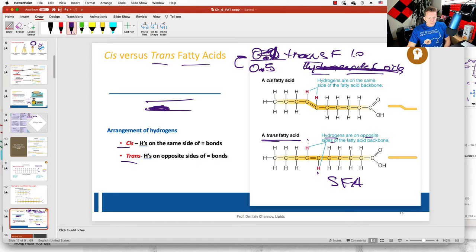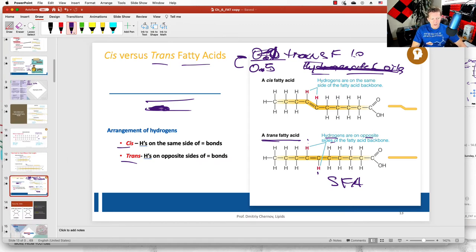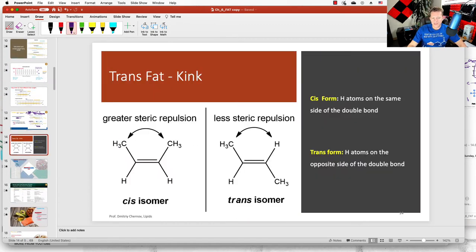All right, let's proceed. That's another interpretation image. You don't have to look at that.